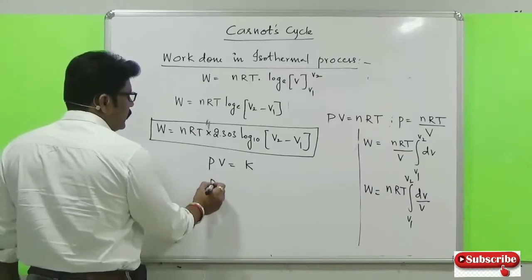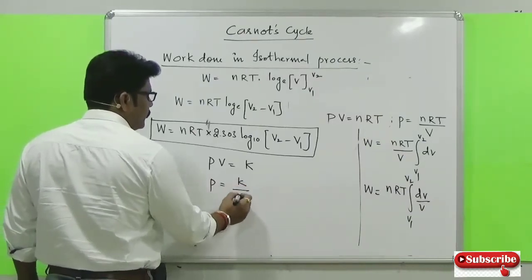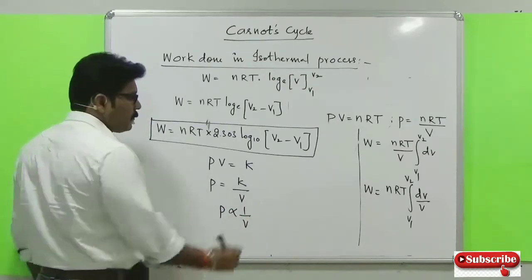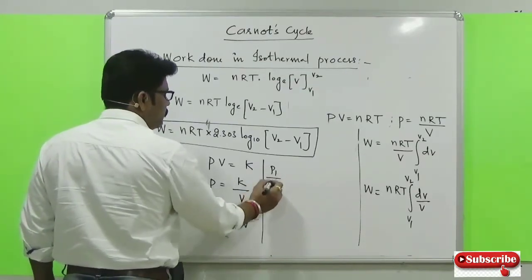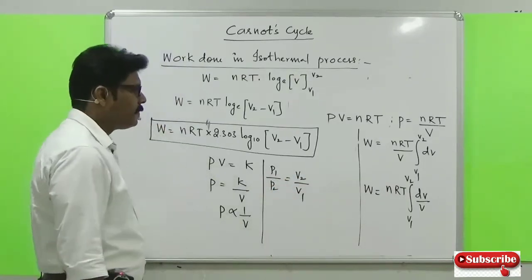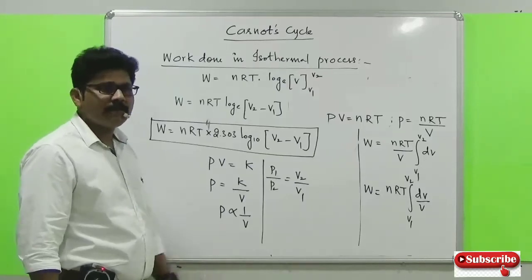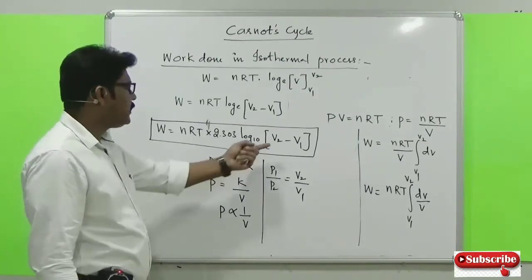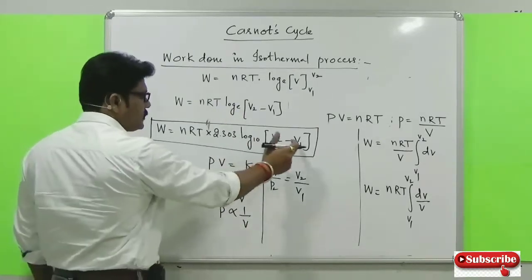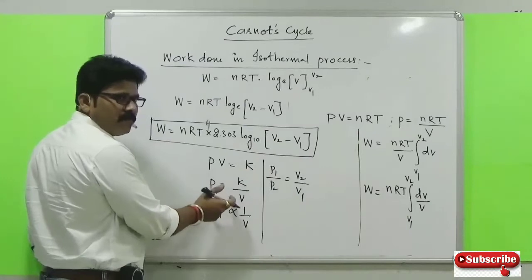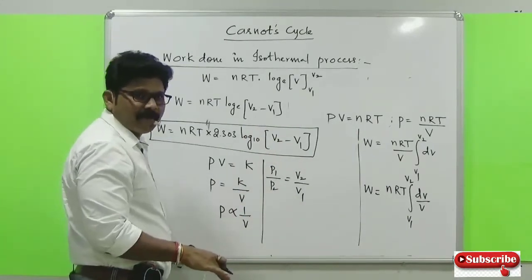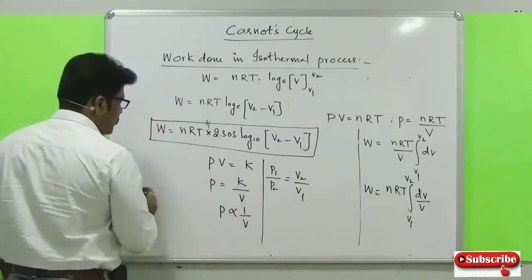So P equals to K by V और P is proportional to 1 by V. That means I can write P1 by P2 equals to V2 by V1. It's inversely proportional. Inversely proportional बोलते हैं, in terms of pressure P1 minus P2 लिख सकते हैं, then V2 minus V1. Pressure is inversely proportional to volume. So V2 is greater, बोलते हैं P1 should be greater. So this can be written in terms of pressure.